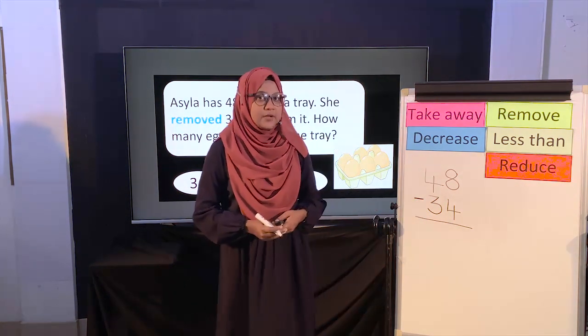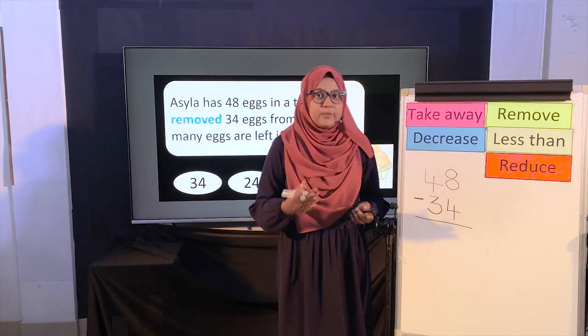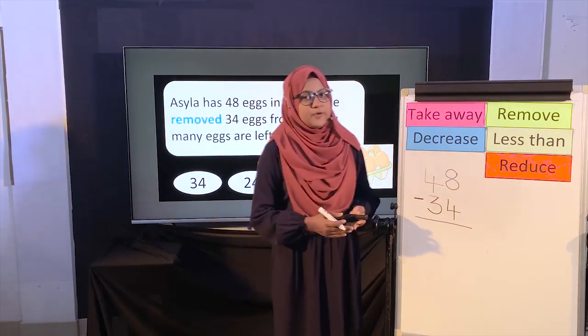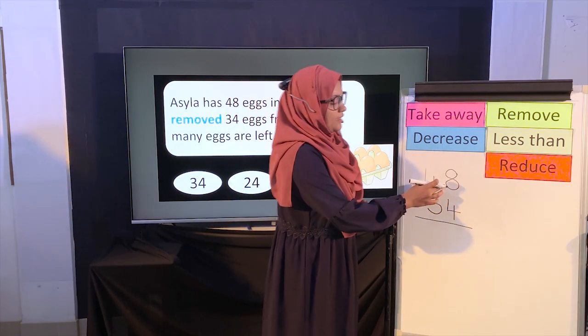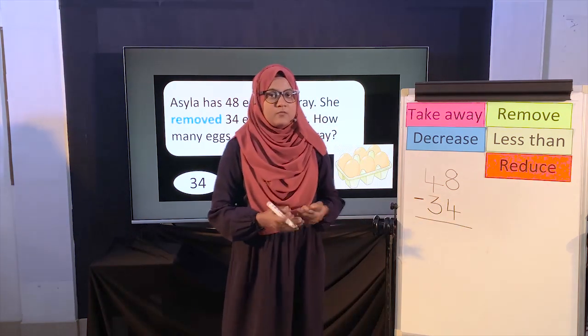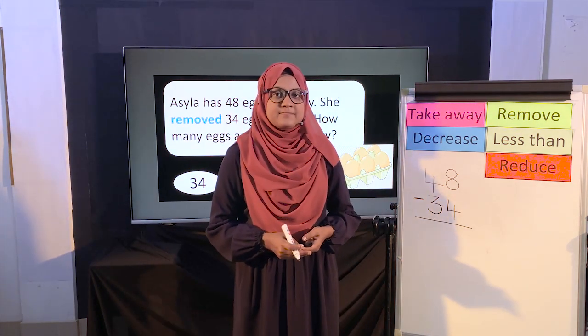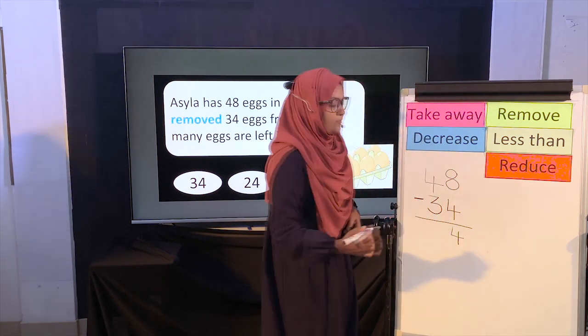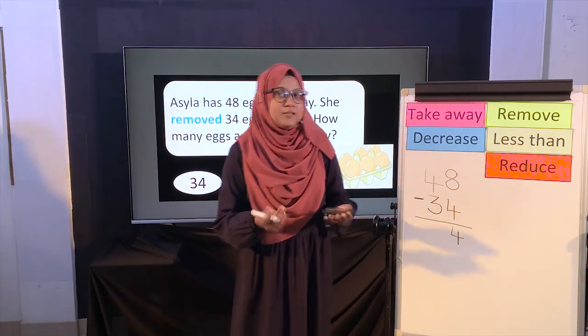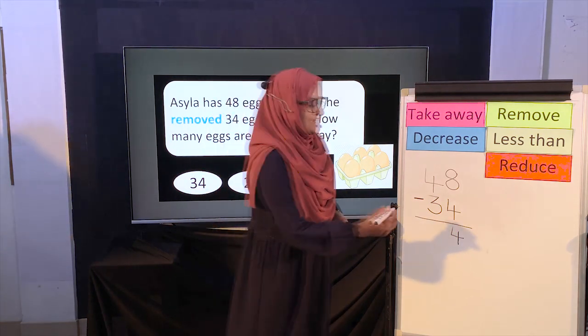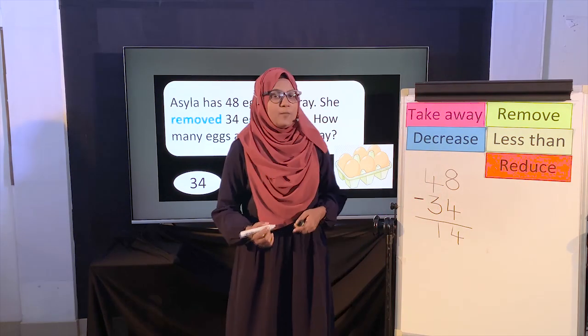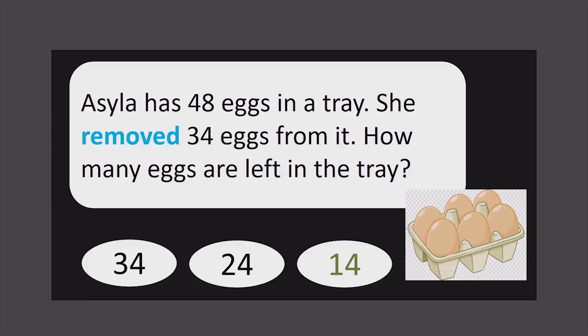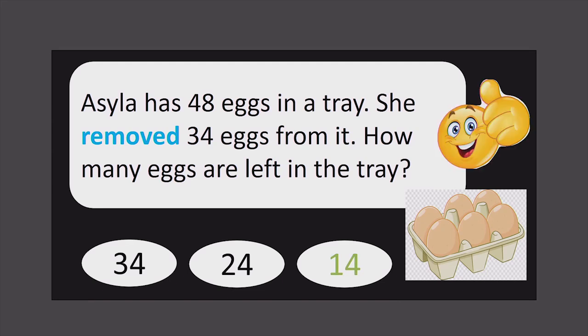Now here we have the question. Like in the previous question, first we will subtract the units. Here we have 8 minus 4. What do you think the answer is? Simple, right? It is 4. Then we have 4 minus 3. I think you all will know the answer. Yes, it is 1. How many eggs were left with her? It is 14. So if 14 was your answer, it is correct. Good thinking.